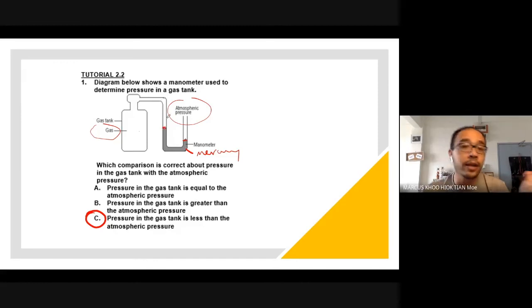It's like a tug of war, but it's a tug of war between gas and atmospheric pressure. And in this case, it's very obvious that the gas is winning. Sorry, not really a tug of war, it's a push. Obviously atmospheric pressure is winning because it is able to push more than the gas. So C is the correct answer.